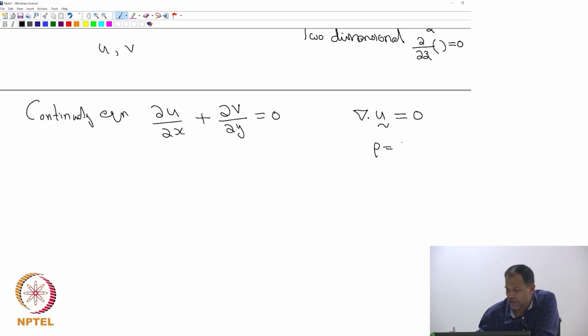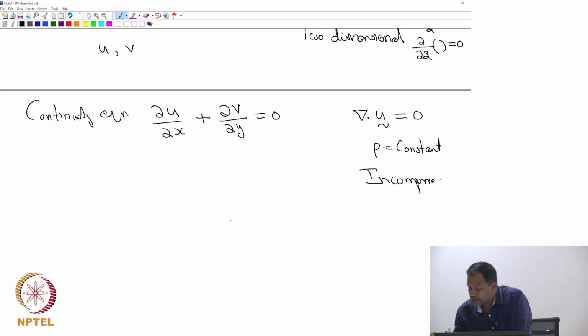So that means we are assuming something, and we are assuming that what property is constant? Density is constant. So that means we have already assumed that we are going to look at the constant density fluid, which you also call as incompressible fluid.